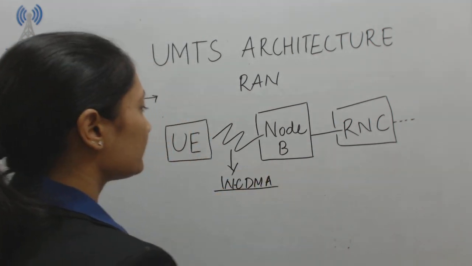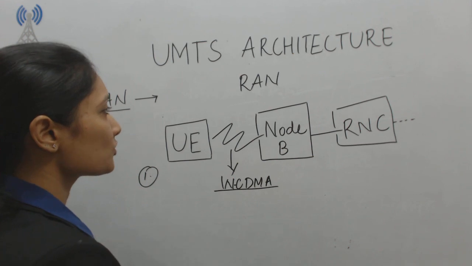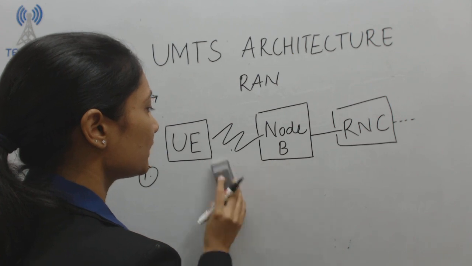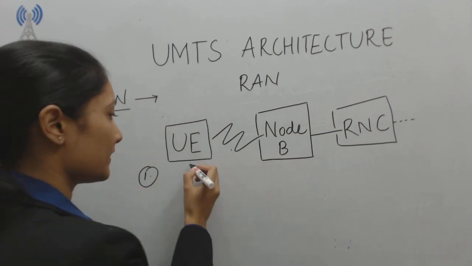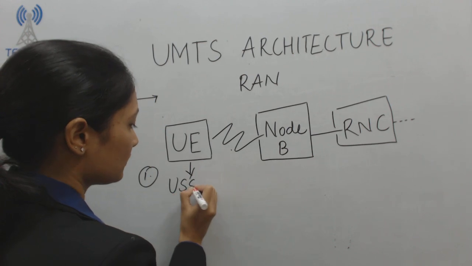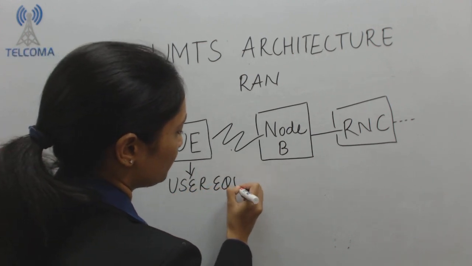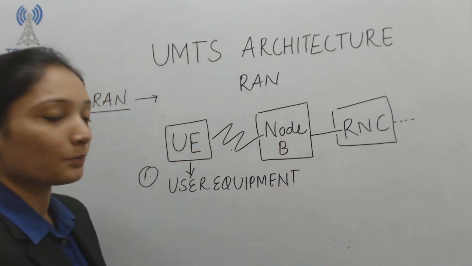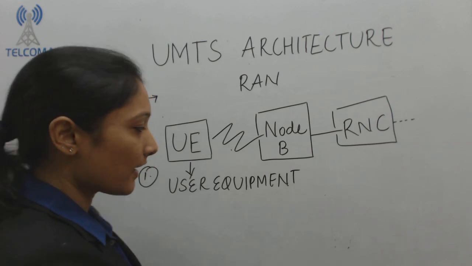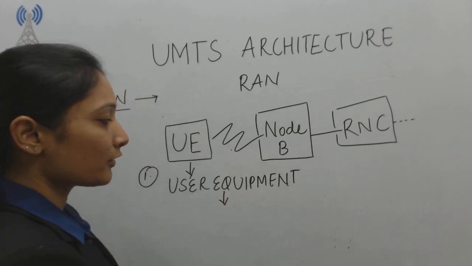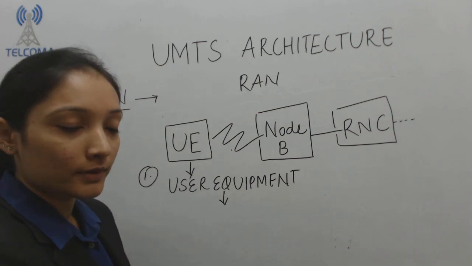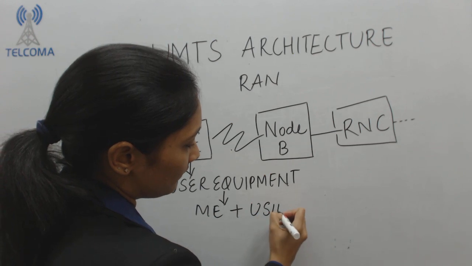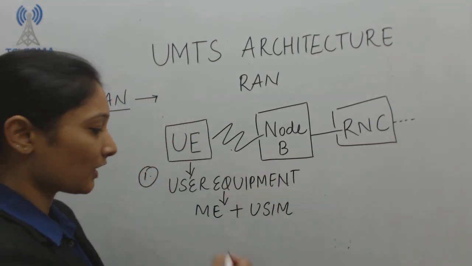So the first component which lies in the radio access network is our user equipment. UE refers to user equipment. Now, this user equipment has two units with it, that is ME plus UC.